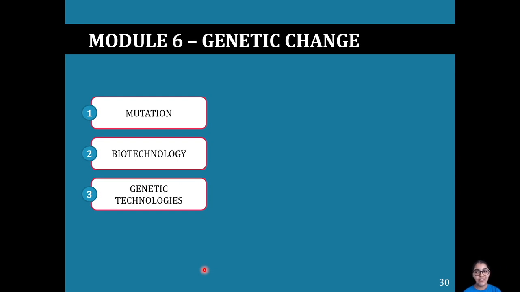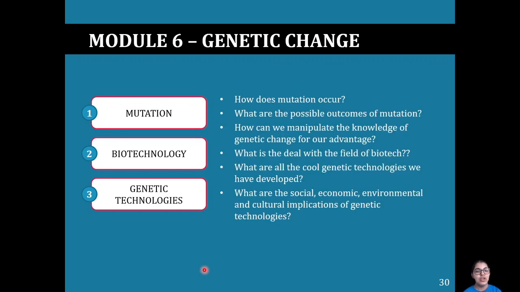We're looking at 3 specific dot points: mutations, biotech, and genetic technologies. We are going to focus on these specific questions. How does mutation occur? What are the possible outcomes of a mutation? How can we actually manipulate the knowledge of genetic change for our advantage?